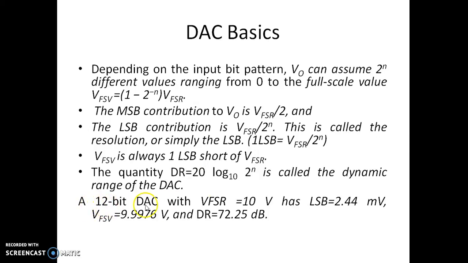You can see now for a 12-bit DAC, the VFSR is 10 volts and its LSB is 2.44 millivolts. So we get LSB as VFSR divided by 2 power n, and in this case 2 power n is 2 power 12. So it is 10 volts divided by 2 power 12, which comes out to be 2.44 millivolts. VFSV is actually 10 volts minus 1 LSB, which happens to be 9.9976 volts. And the DR, from 20 log to the base 10 of 2 power n, happens to be 72.25 dBs.